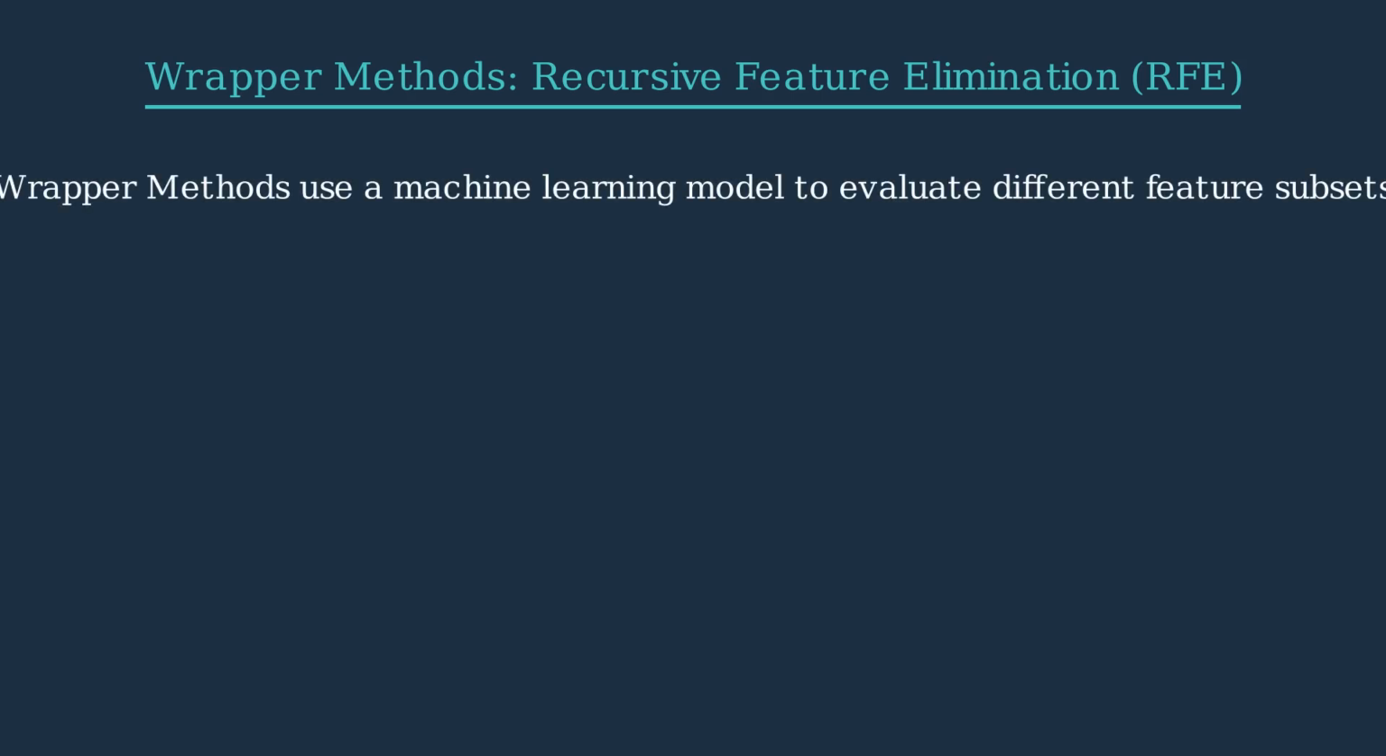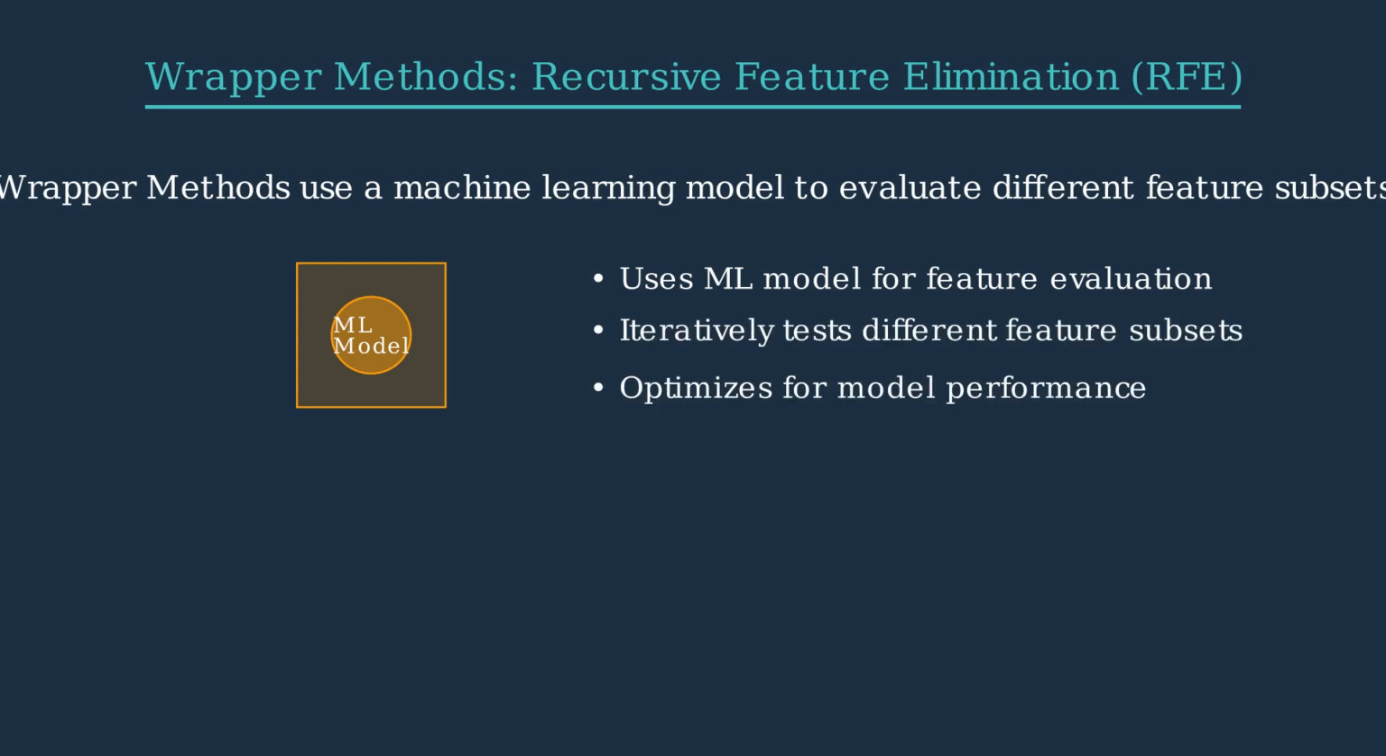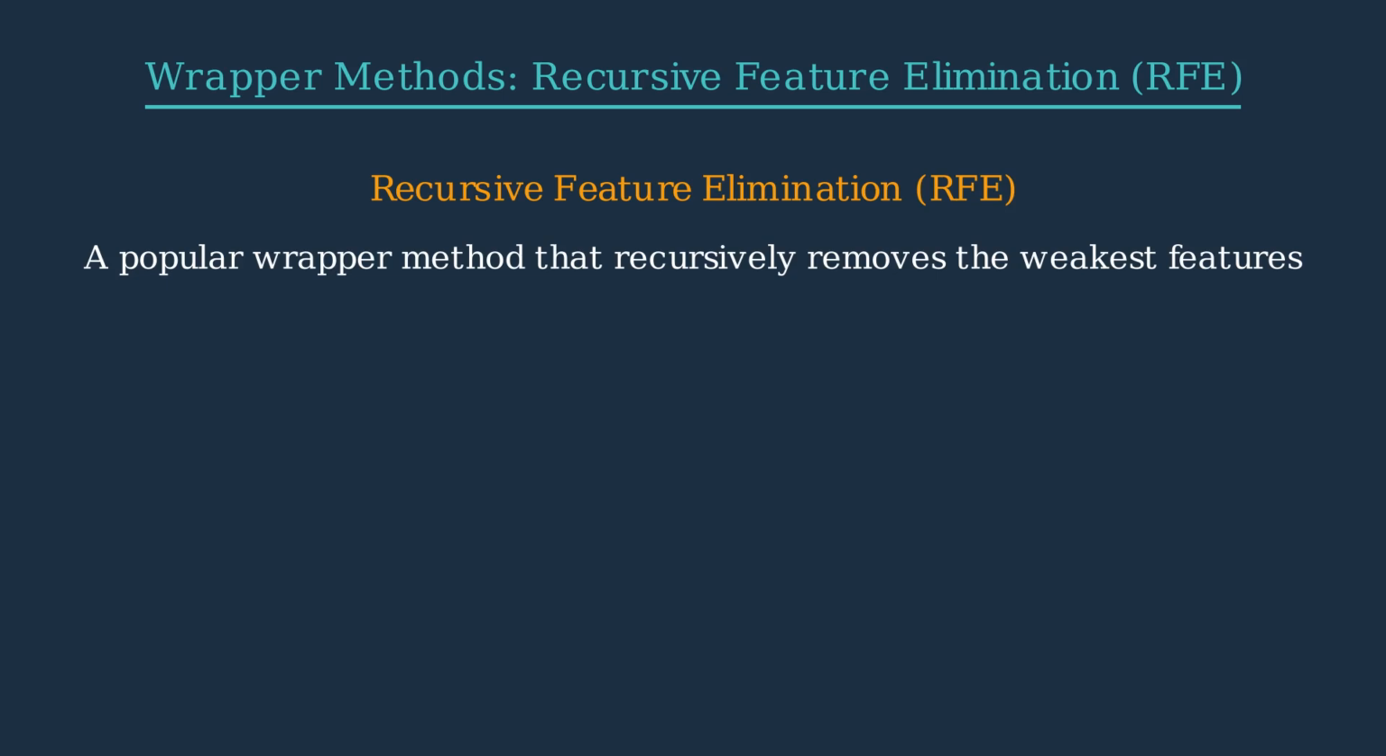Wrapper methods evaluate different feature subsets using a machine learning model. Unlike filter methods that assess features independently, wrapper methods use the model's performance to guide selection. Recursive Feature Elimination, or RFE, is a popular wrapper method that recursively removes the weakest features from a model.